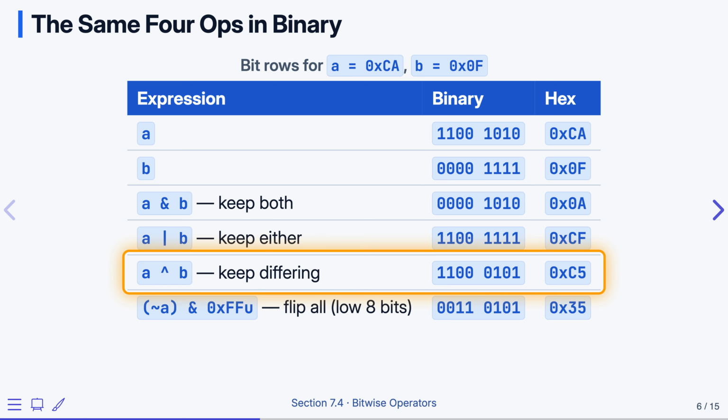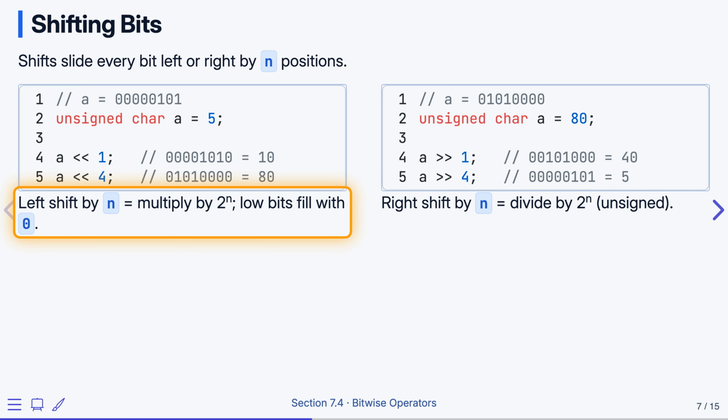The last 2 operators are the shifts. On the left, shift left, written with 2 less than signs. Take a equals 5, binary 00000101. Shift left by 1 and every bit moves 1 place left, giving 10. Shift left by 4 gives 80. So shift left by n multiplies by 2 to the n, and the low bits fill with 0.